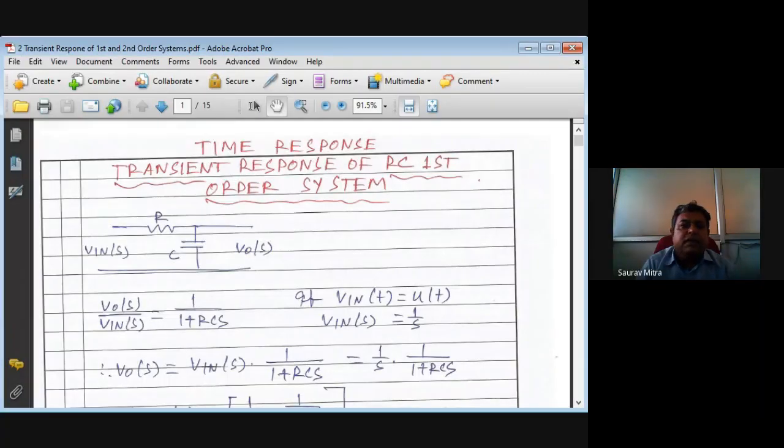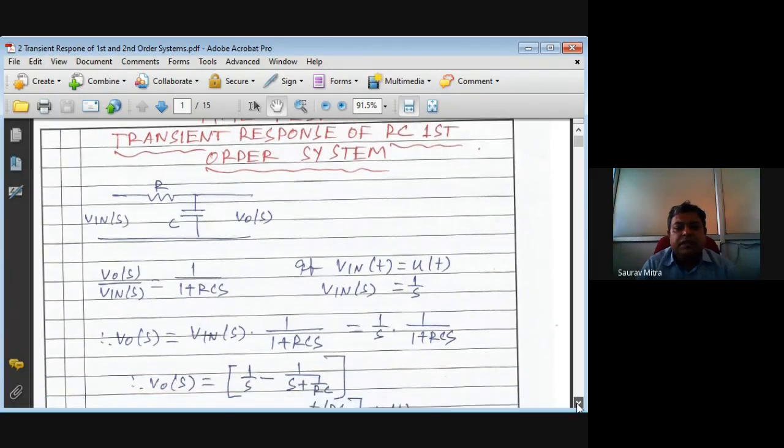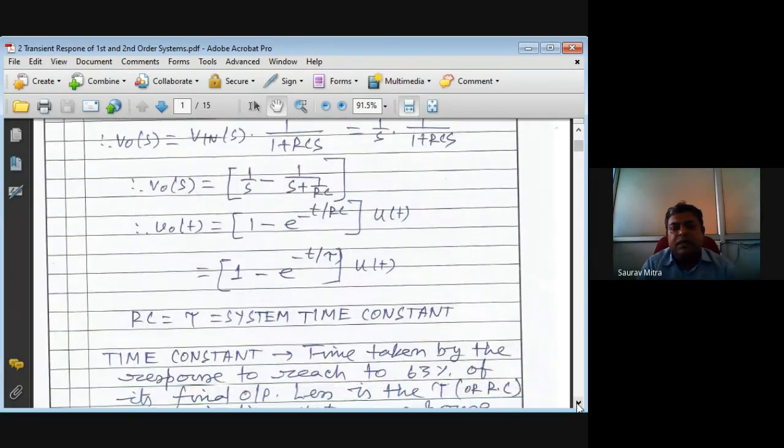The title of the PDF is Time Response: Transient Response of RC First Order System. So we have seen the RC first order system. The same things are shown here, whatever I have shown in the previous case.